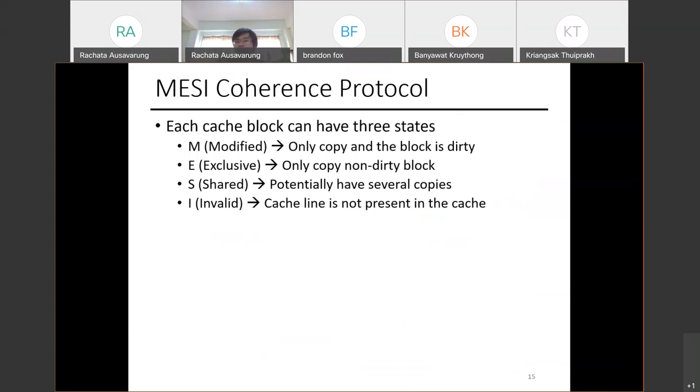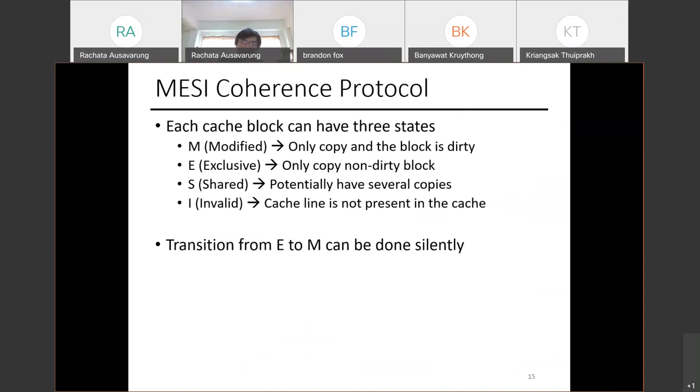MSI are the same. M is the only copy is in your private cache, and the block is dirty, I modified that data. Exclusive means that, well, I have the only copy and I have not modified the data. Shared is the same. You can potentially own one of the several copies of this data. Invalid means I don't have the updated version of the data or the cache line is not in the cache, right? So now, if you write to the cache block and you are the only person with the data, you can transition from E to M without notifying anyone.